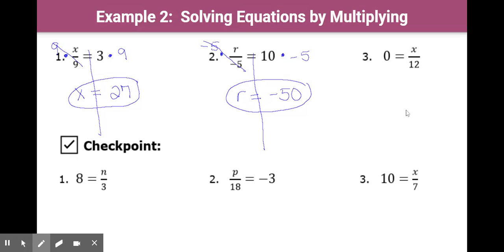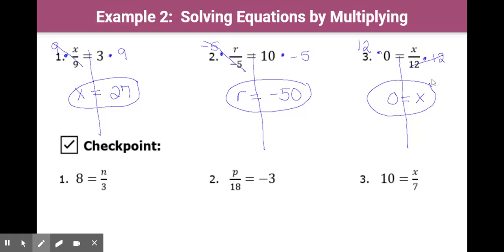Problem 3. This says 0 equals x divided by 12. So to undo that divide by 12, I need to multiply both sides by 12. On the right, my 12s will cancel, and I'm left with x equals, be careful, 12 times 0 is still 0. 0 is a number, so don't be afraid of that in math class.